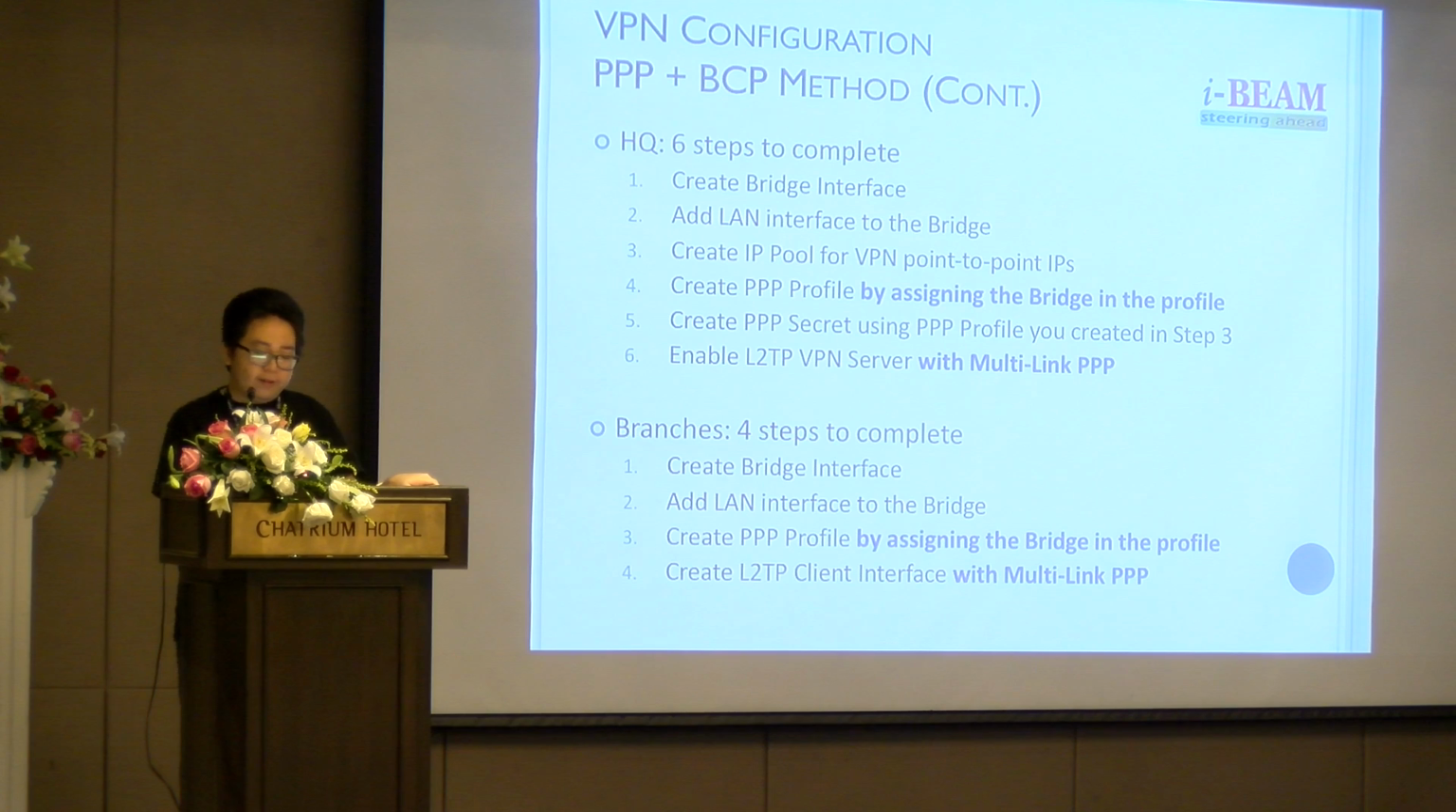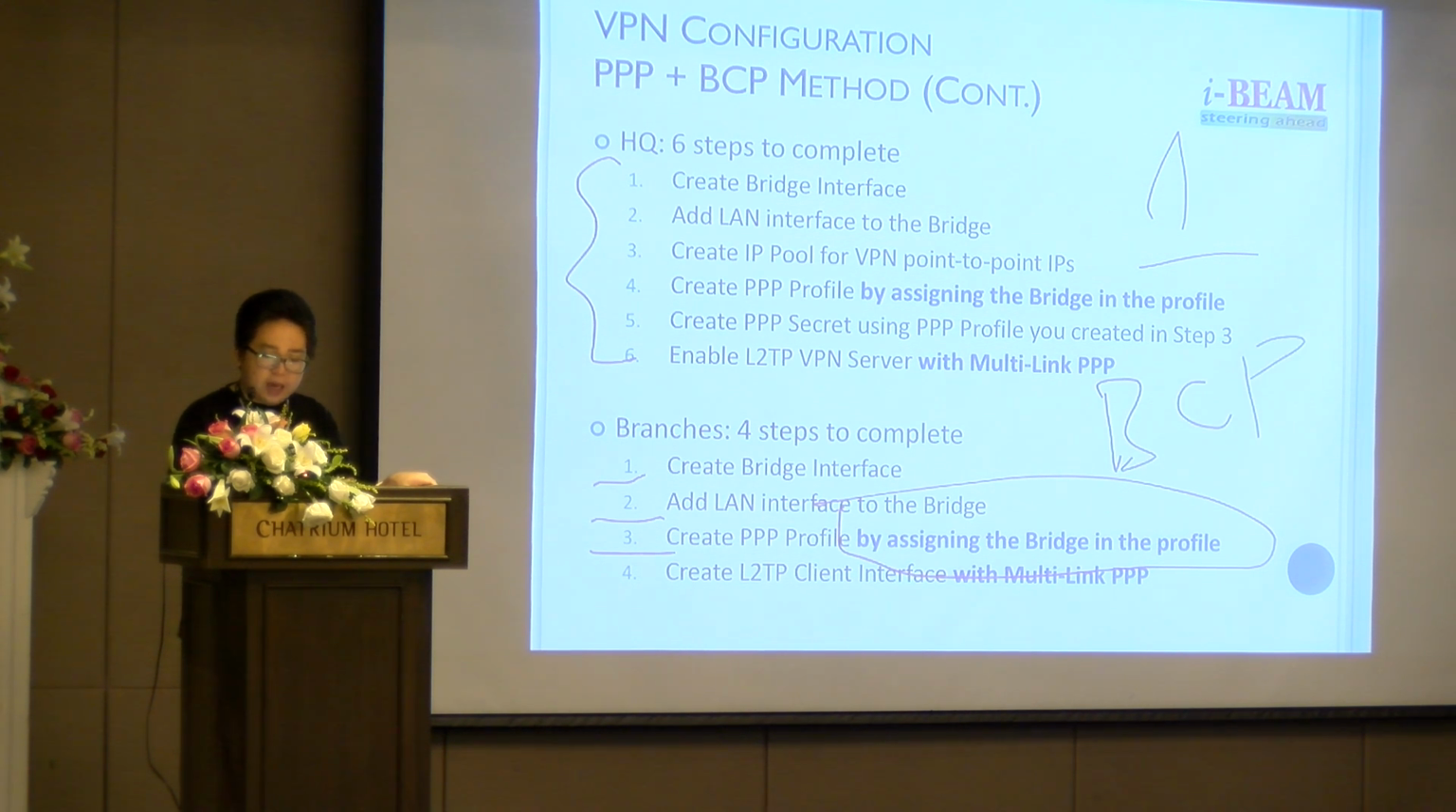This is for head office, but remember, although you have 6 steps, you do it only 1 time for head office. For branch offices, you need to do it every time you add a new branch. First, you need to create the bridge. After that, you need to add the LAN interface to the bridge. After that, you need to create the PPP profile by assigning the bridge into the profile. This is enabling BCP. And then finally, you create the L2TP client interface with multi-link PPP.